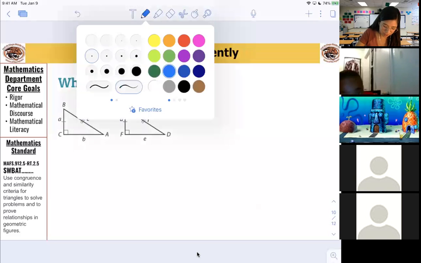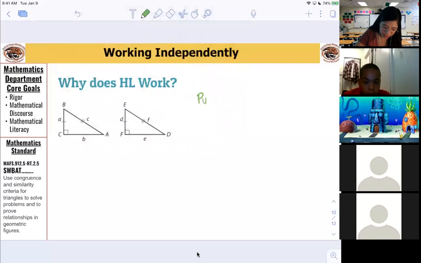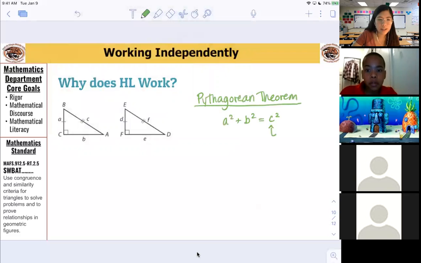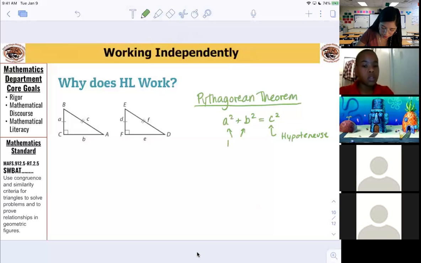Okay, so yes. The reason HL is the only exception is because of the Pythagorean theorem. Can somebody remind me what the Pythagorean theorem is? In general? A squared plus B squared equals C squared. Yeah, where C has to be, what's the name of that specific side? The longest side? Hypotenuse. Good. This is the hypotenuse. And A and B are my legs. They're called legs. So sad, he doesn't have arms, just legs.